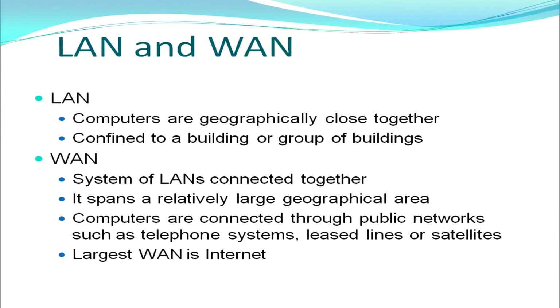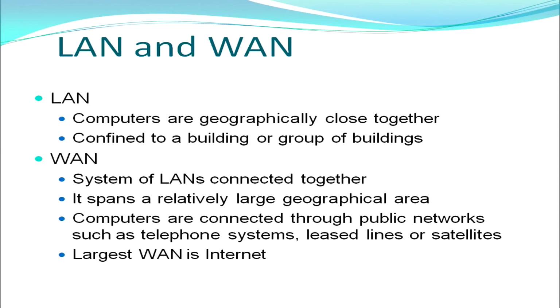Let us do these one by one. LAN is, as the name says, local. A LAN is a network that is spanning a smaller area. The computers or the peripherals that are connected to each other are geographically close together. They are confined to a building or a group of buildings. So, the scope is quite less in case of LAN.